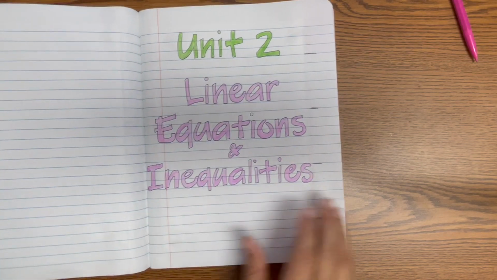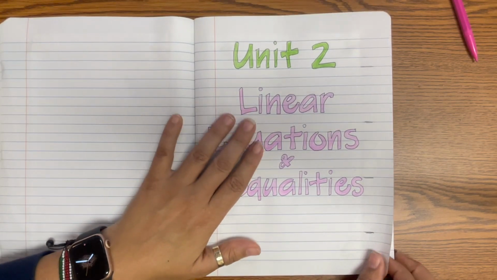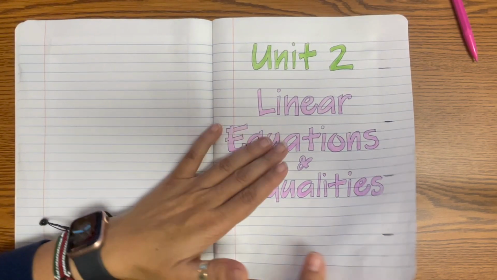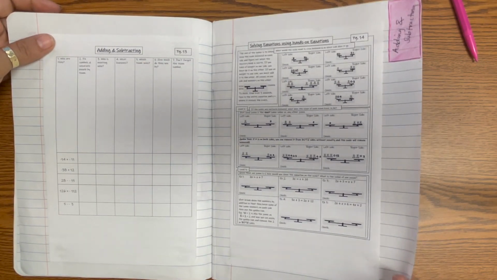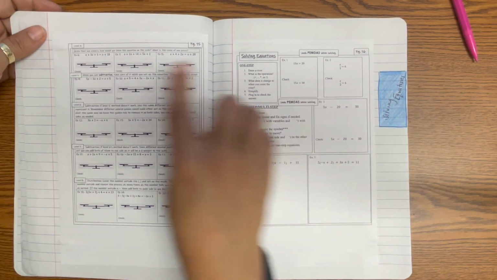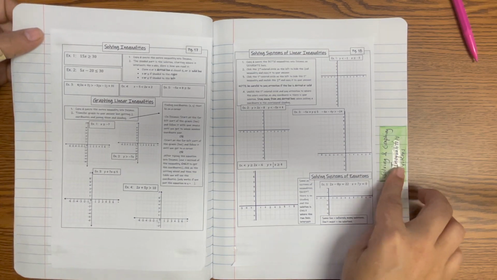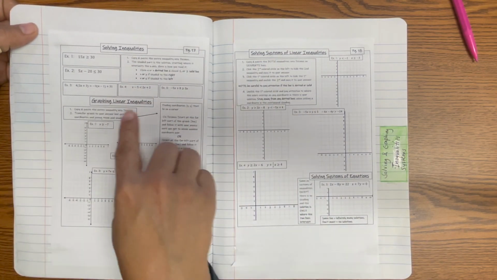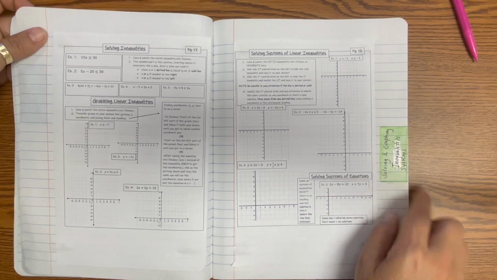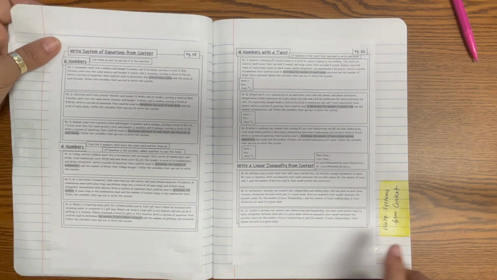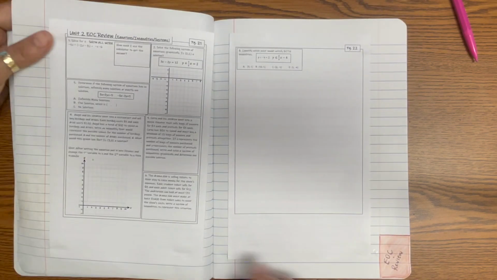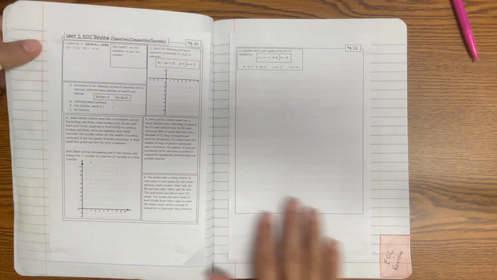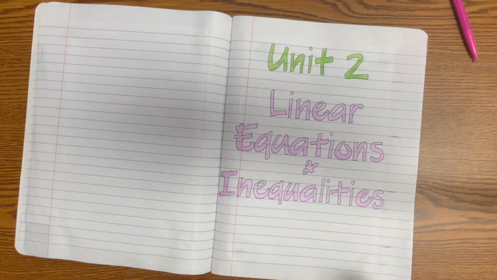Once you double check that the notebook is set up correctly, then you can cut. Do not cut before you double check. All right, so adding and subtracting, that's what you're checking. Solving equations. Solving and graphing inequalities, systems. Just make sure it matches. Write systems in context. EOC review. Now that I've double checked my pages, I am ready to cut.